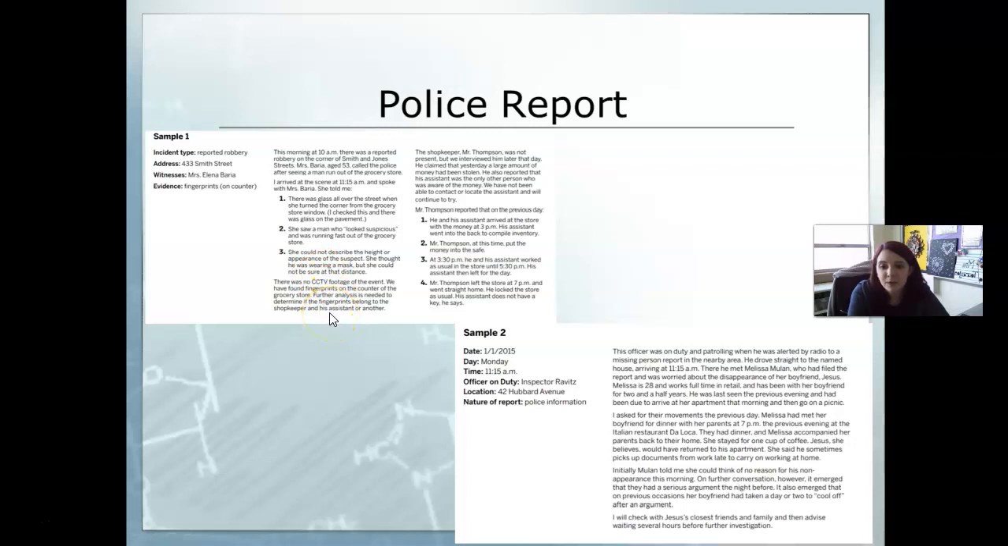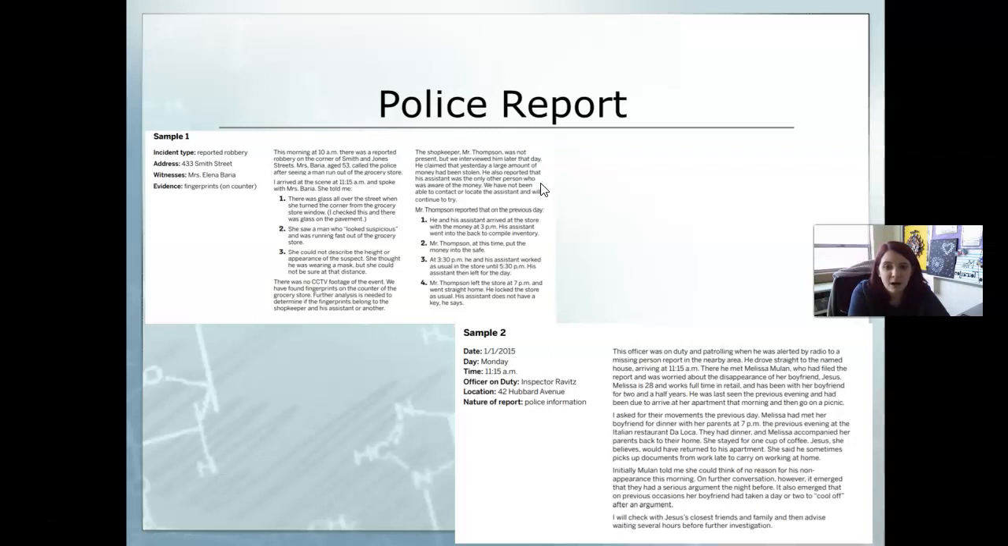We have found fingerprints on the counter of the grocery store. Further analysis is needed to determine if the fingerprints belong to the shopkeeper and his assistant or another. The shopkeeper, Mr. Thompson, was not present, but we interviewed him later that day. He claimed that yesterday a large amount of money had been stolen. He also reported that his assistant was the only other person who was aware of the money. We have not been able to contact or locate the assistant and will continue to try.